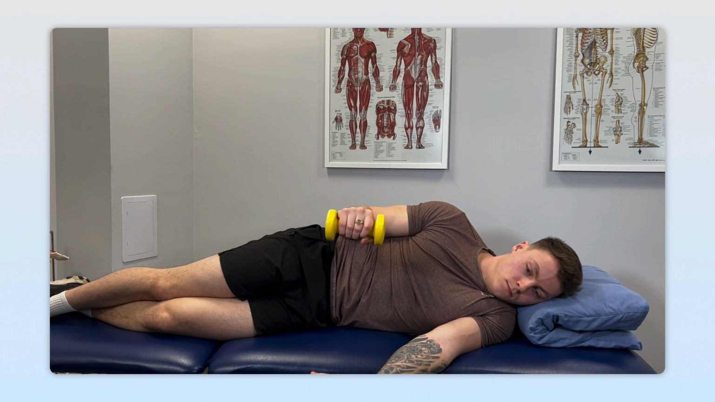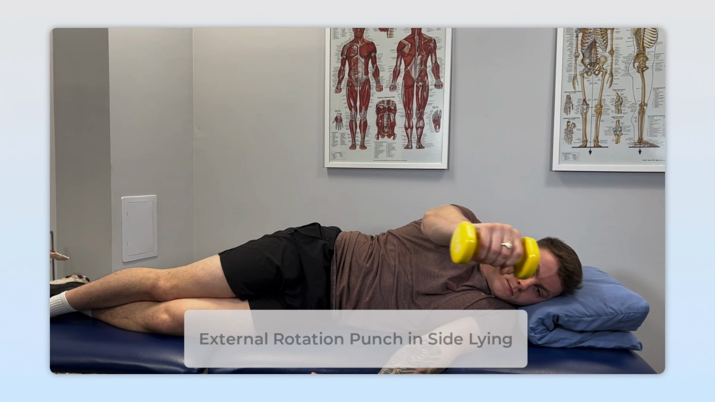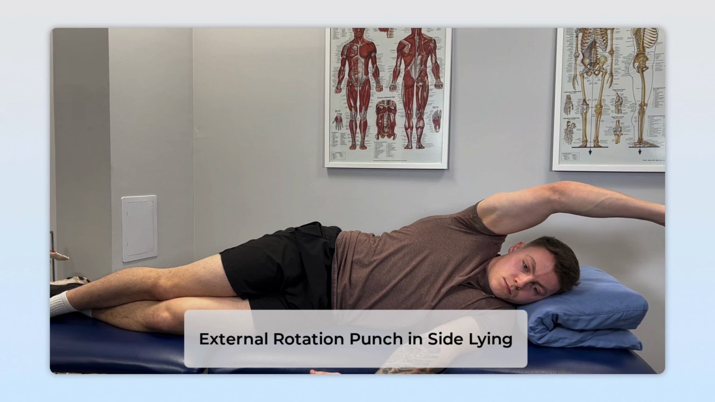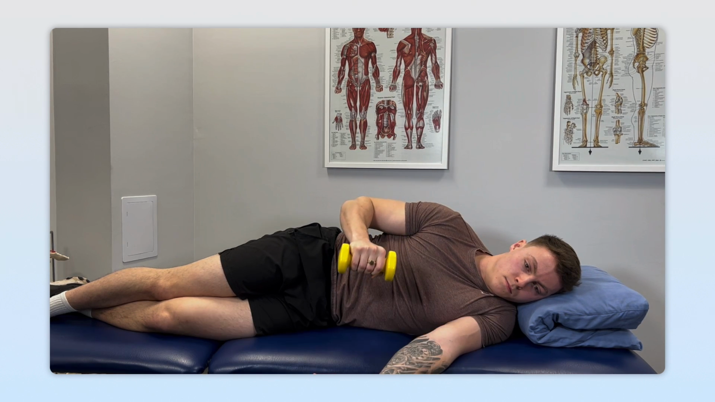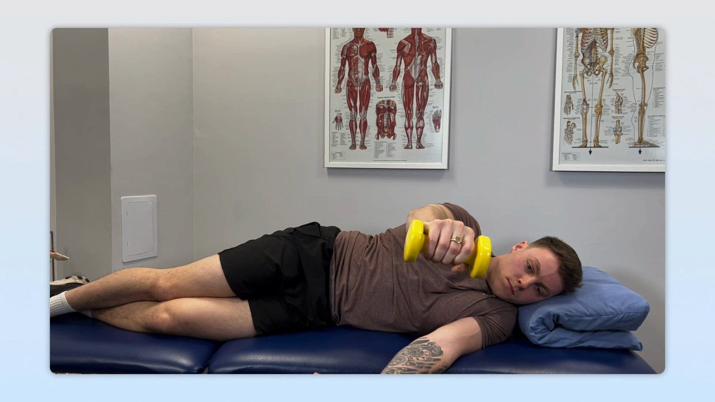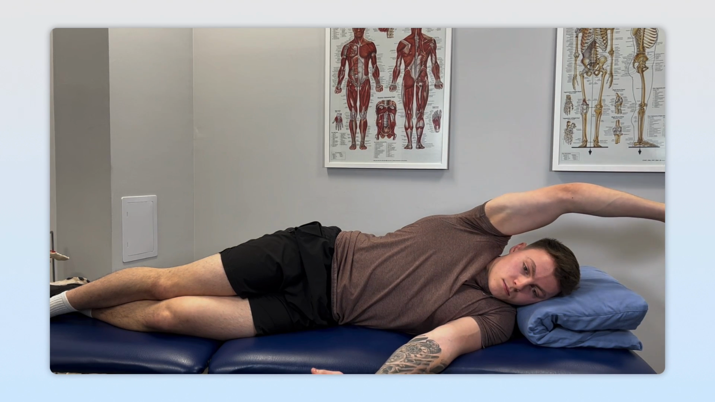However, we can also progress this to an external rotation punch in a side-lying position, as you can see here, where we rotate the shoulder externally before pushing it forwards and then perhaps up into a flexion position as well to get some rotation and some dynamic stability too.